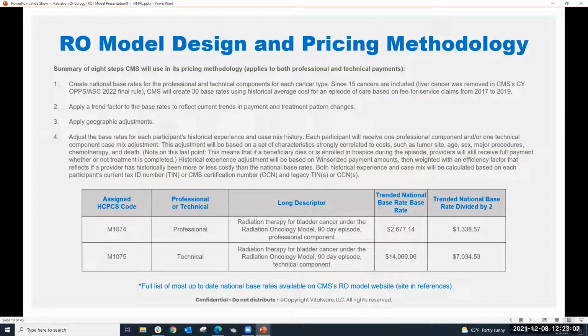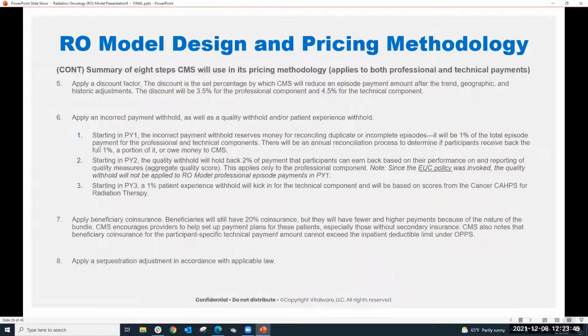So they're going to look at how you billed in the past for this type of treatment and take that into account. And then they're also going to look at your case mix history, which is how sick your patients were. And this is very dependent on the documentation in the record and what has been coded. So hopefully your case mix is accurate. If it was coded accurately, if it was documented accurately, then you should have no problem with this. And then let's go to the next slide.